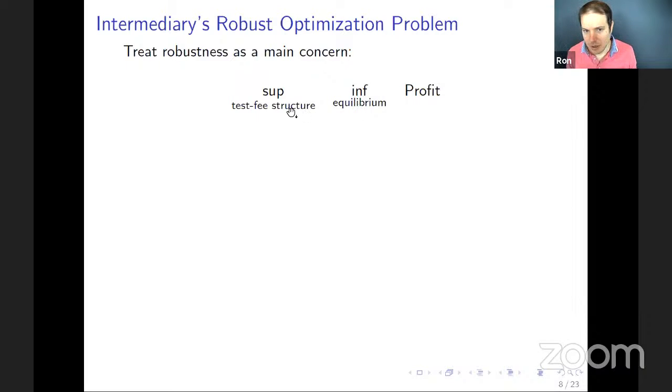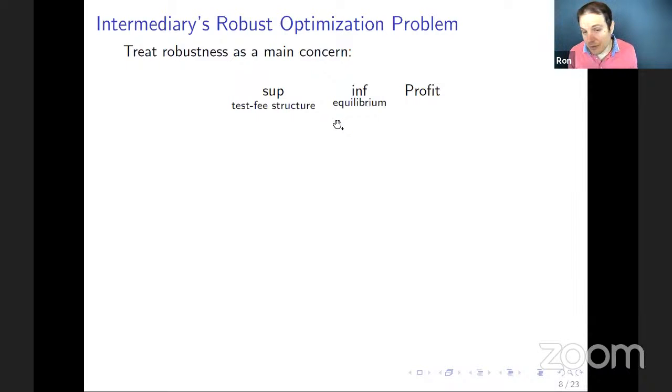Okay. Now I'm writing sup and inf. I should have just written max and min. There is a slight technical point. I'm just going to gloss over it at this point. Maybe we can discuss it at the end. I don't want to get sidetracked. But what we're doing is, again, finding the test fee structure that maximizes the profit guarantee or the revenue guarantee of the intermediary across all equilibria.